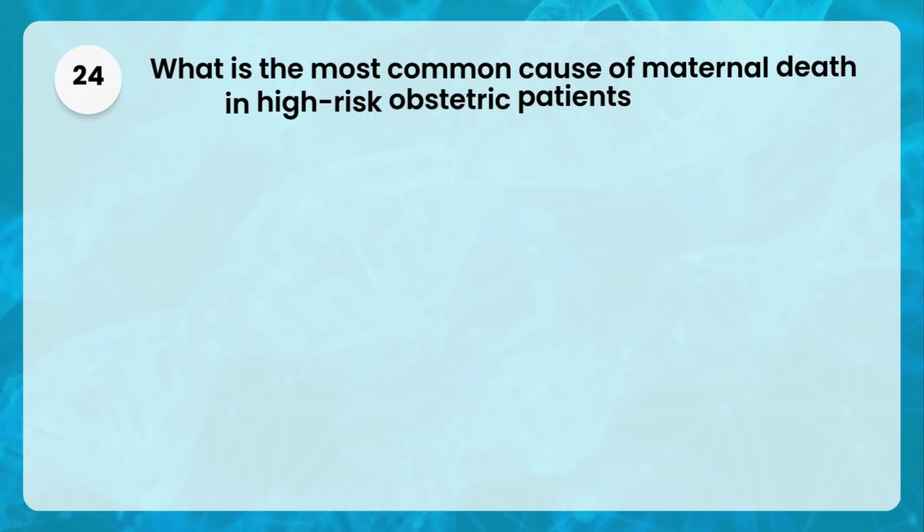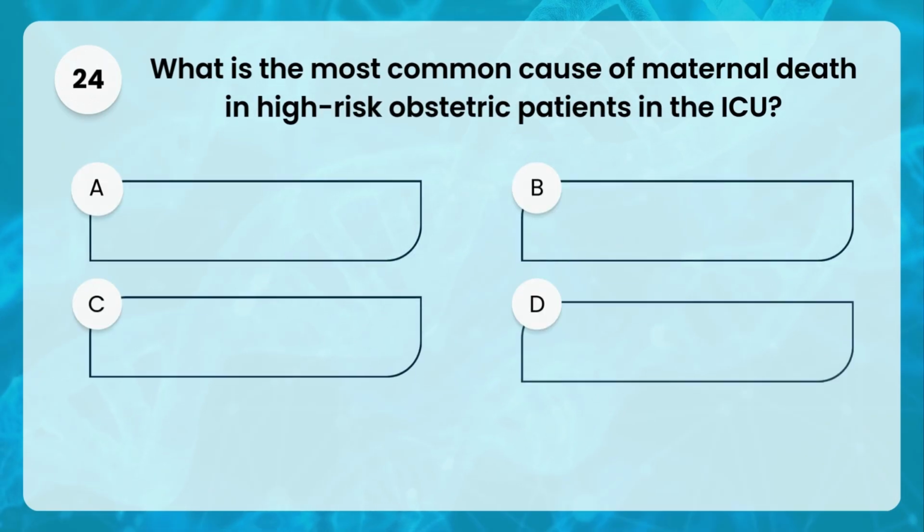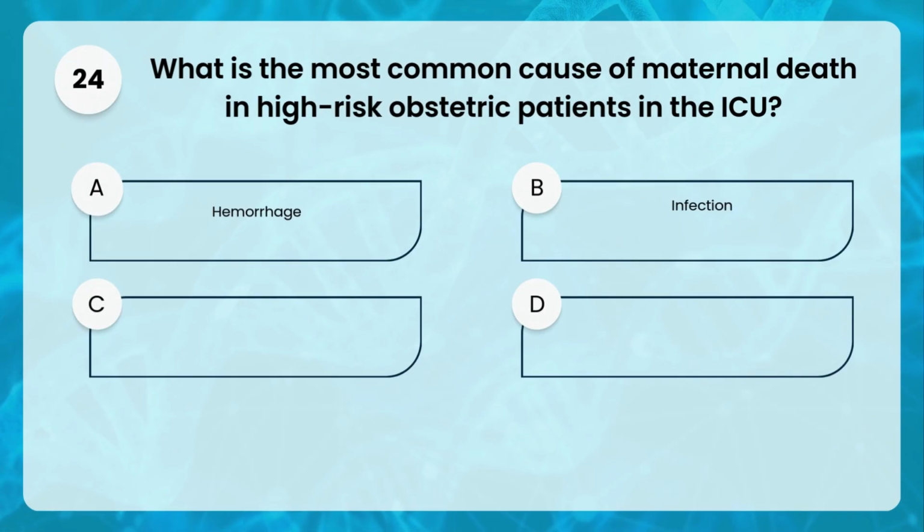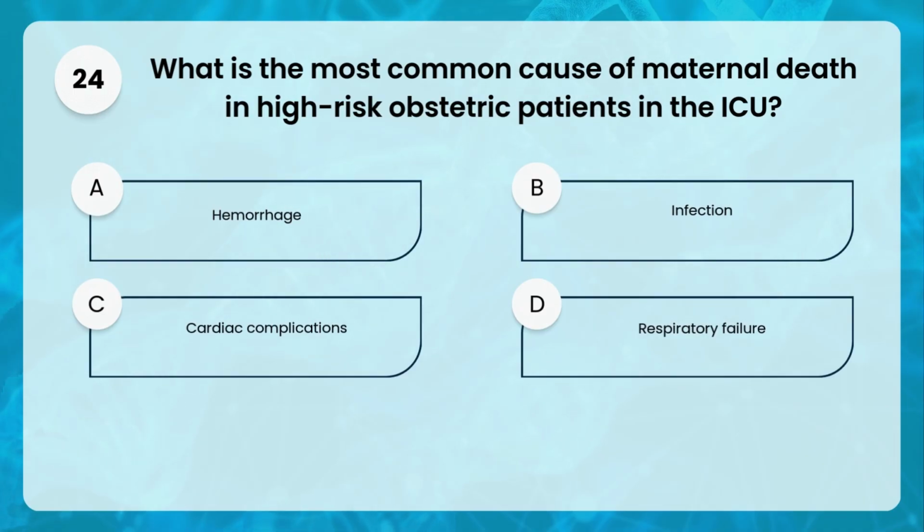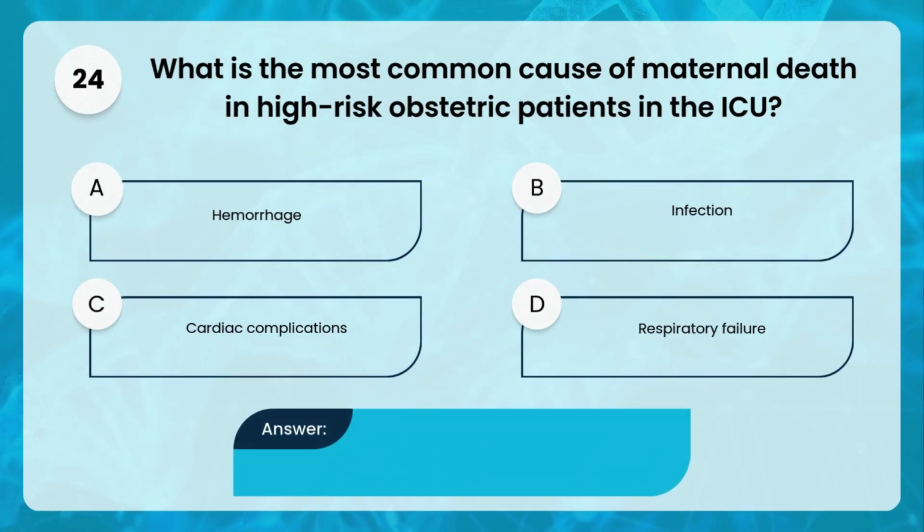24. What is the most common cause of maternal death in high-risk obstetric patients in the ICU? A. Hemorrhage. B. Infection. C. Cardiac complications. D. Respiratory failure. The answer is A. Hemorrhage.